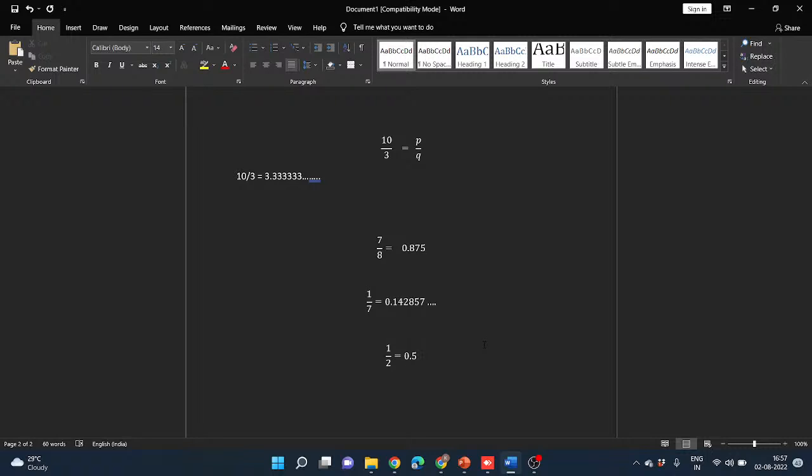And the case where the remainder never becomes 0, we call that expansion non-terminating recurring. Let's say this one is non-terminating.